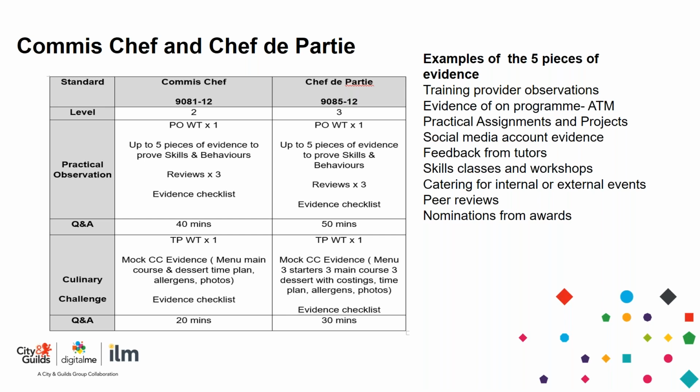Number 2, we then need up to 5 pieces of evidence, which you can select with the apprentice to show their skills and behaviours. This is on-programme learning, and it would be beneficial for it to be as holistic as possible. Examples of the type of evidence which could be submitted here are training provider observations, evidence of any on-programme activities, e.g. the apprenticeship training manual, any practical assignments or projects which have been set, student social media account evidence, feedback from tutors, any evidence of skills classes and workshops provided, any catering for internal or external events which might have taken place, peer reviews, and any nominations for awards.